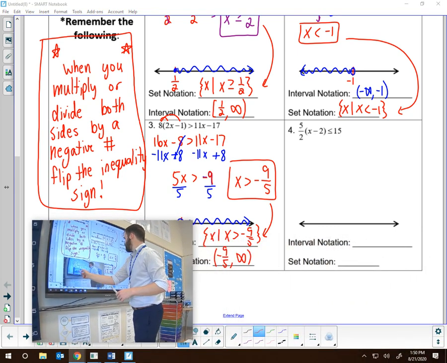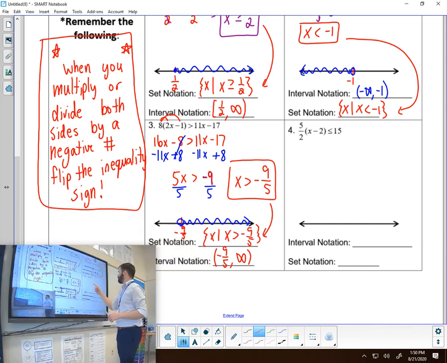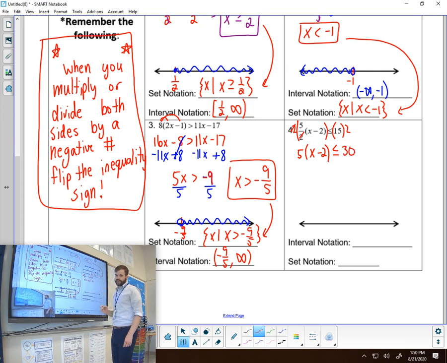Okay, let's take a look at our last problem here, number 4. So number 4, we do have a fraction. I'm going to go ahead from the very start and clear out this fraction, okay? I'm going to multiply both sides by the denominator of that fraction. So it's going to cancel out here, and I'm just going to be left with 5 times x minus 2 is less than or equal to 15 times 2, which is 30.